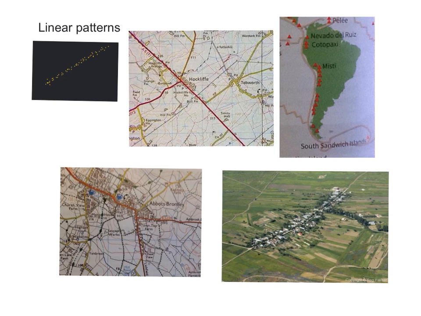So starting with linear patterns, looking at this map of Hockcliffe, if we take a look at the pattern that the settlement makes and draw a line around most of the settlement, we can see a linear pattern. Similarly, this town of Abbots Bromley is focused along the main road there, a linear pattern, and this aerial photograph of a settlement focused around the road there, another linear pattern. The classic linear pattern on a tectonic question is this sort of pattern, west coast of South America, linear pattern of volcanoes.